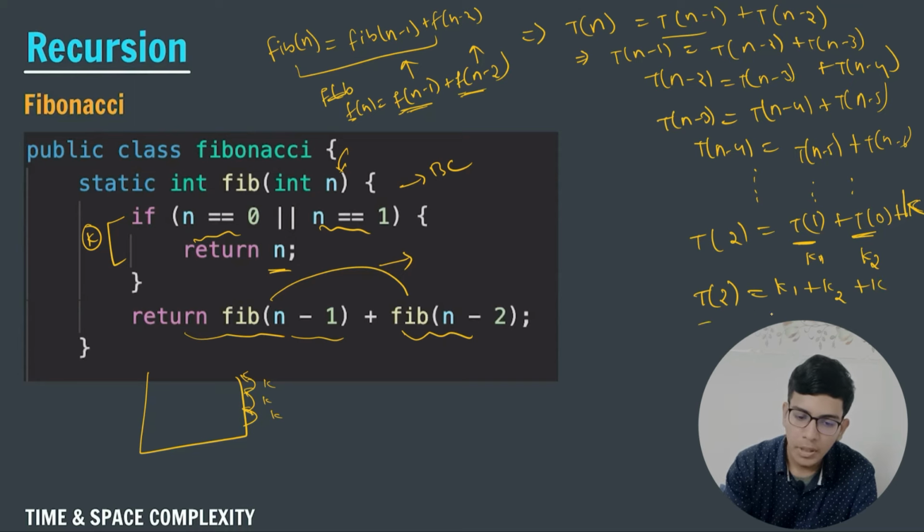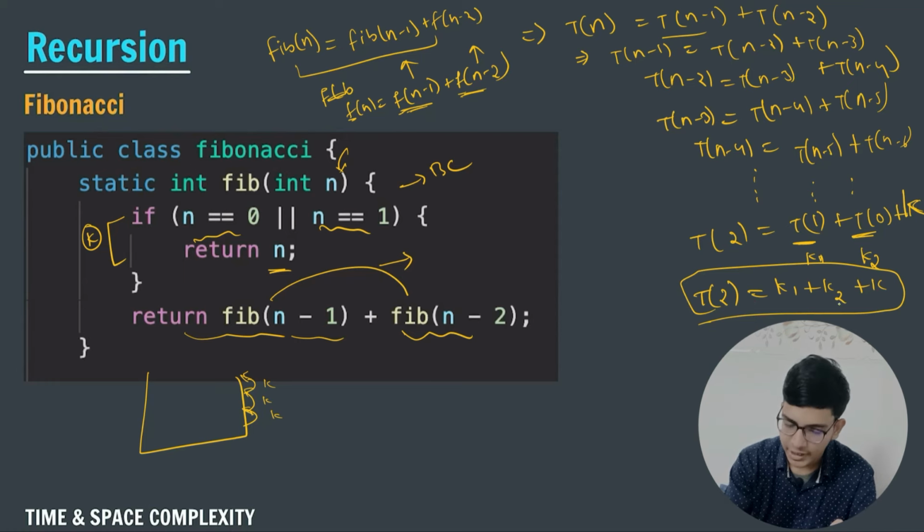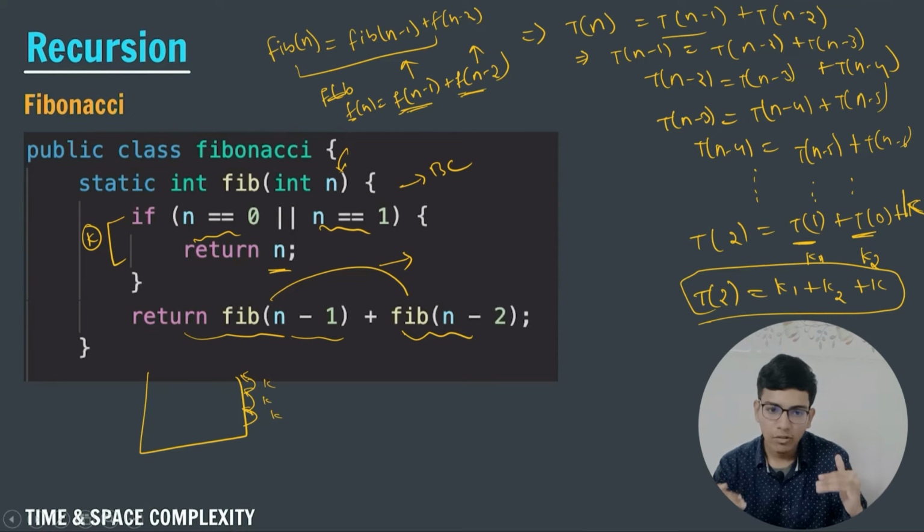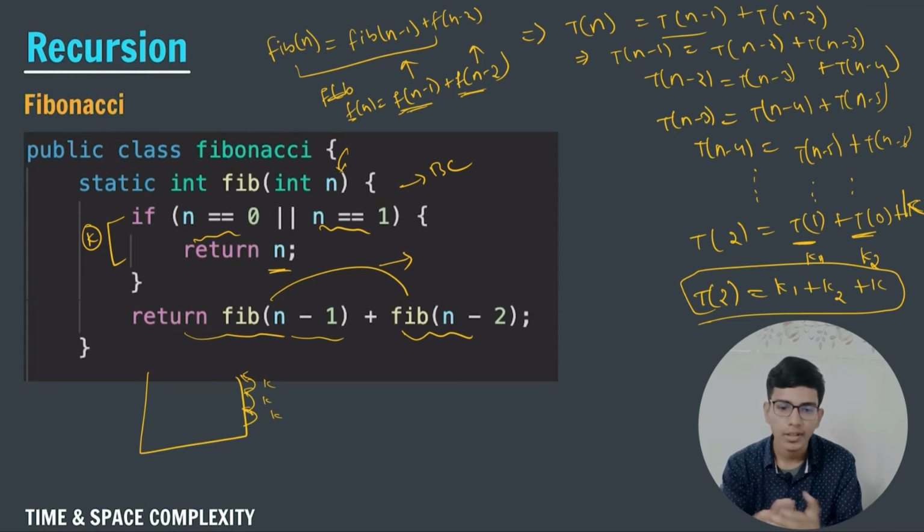So this will become my T of 2, that is, the time taken for the second call, which equals k1 plus k2 plus k. Okay, so this is how we can extract the equation for the time taken for n calls. I am just writing this in mathematical form.